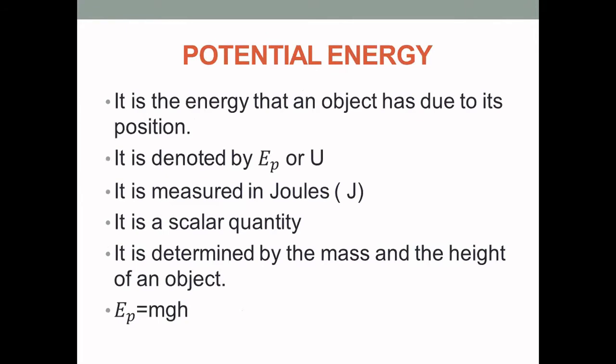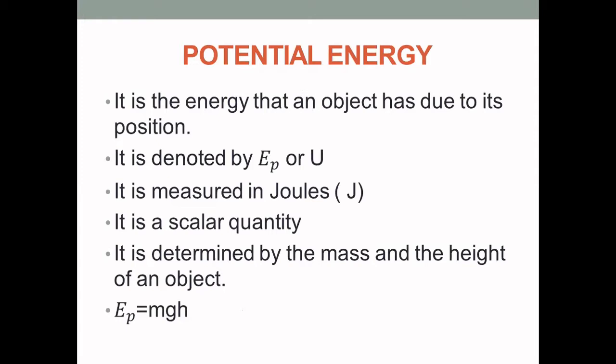Let's go to potential energy. Potential energy is the energy that an object has due to its position. It is denoted by EP or U. It is measured in joules. It is a scalar quantity, and it is determined by the mass and the height of the object. So the higher the object moves away from the ground, the bigger the height, hence the bigger the potential energy.